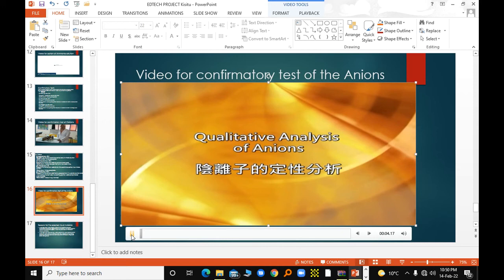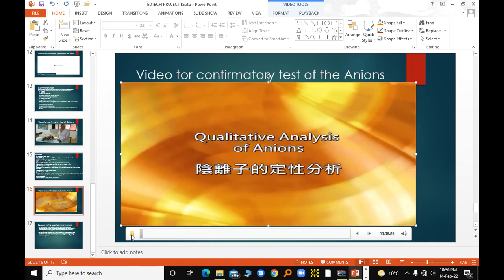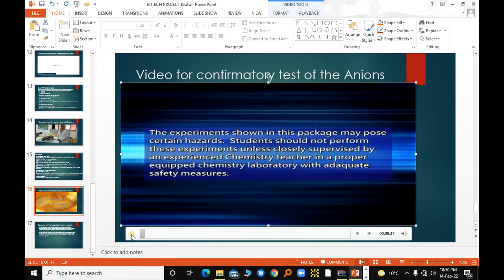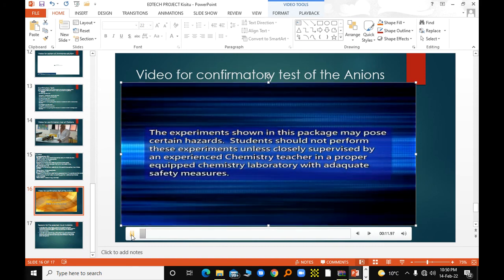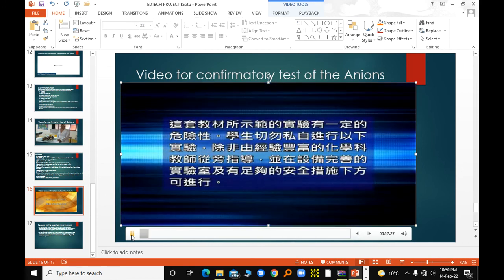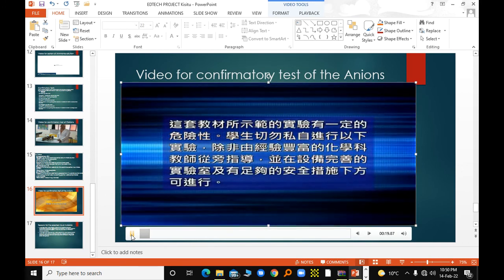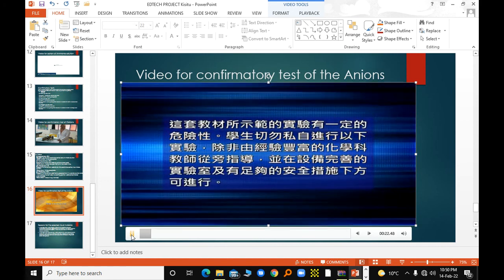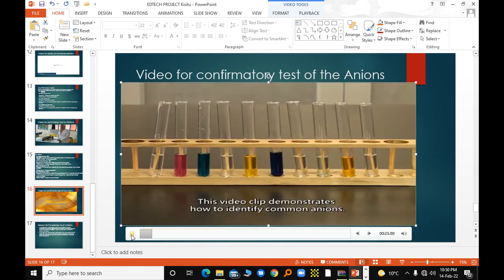Qualitative analysis of anions. Those are the types of warnings telling students not to go into the laboratory without teachers' consent, because some things are very dangerous. As you've seen, it says concentrated sulfuric acid, so you should not play with those acids.